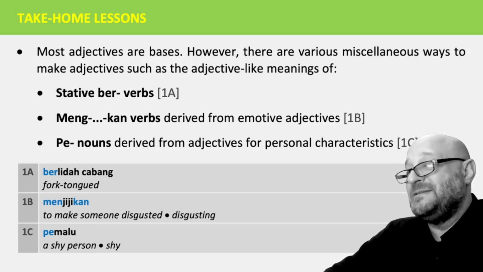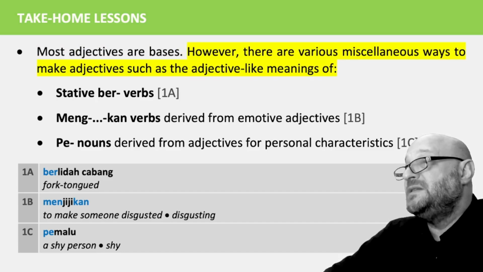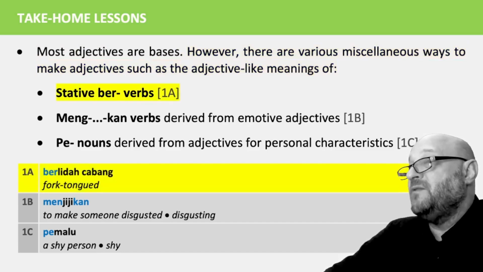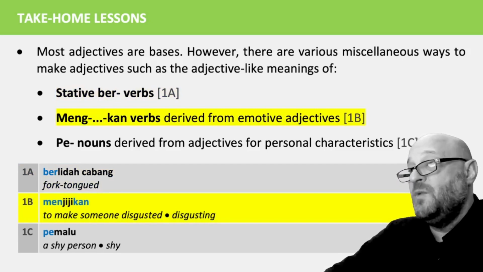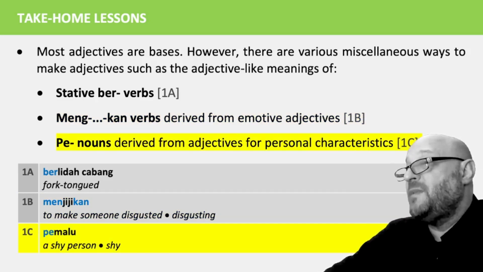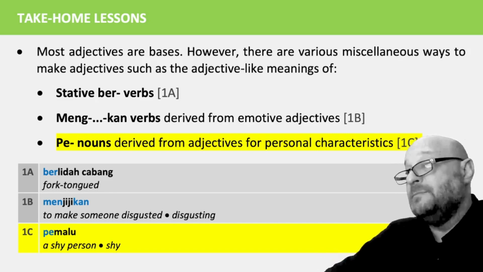Take-home lessons. Most adjectives are bases. However, there are various miscellaneous ways to make adjectives, such as the adjective-like meanings of stative verbs, like example 1a, berlidah cabang, fork-tongued. Mengkan verbs derived from emotive adjectives, 1b, menjijikkan, to make someone disgusted, disgusting. Nouns derived from adjectives for personal characteristics. Example 1c, malu means a shy person or shy.